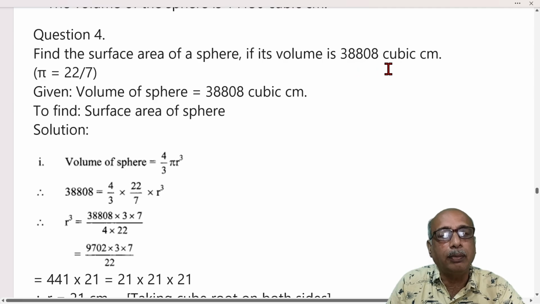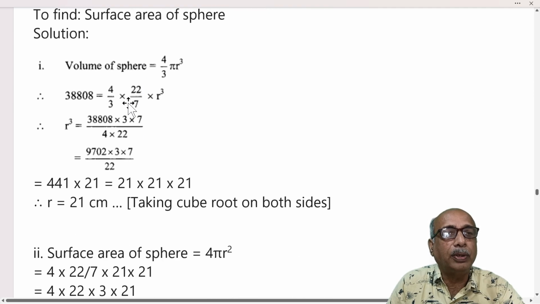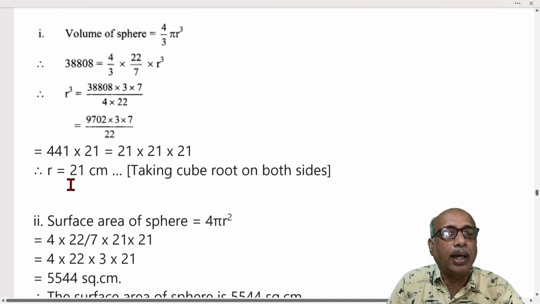38,808 cubic centimeter. Pi equals 22 by 7. So, volume of sphere equals 38,808 cubic centimeter. Find surface area of sphere. Volume of sphere equals 4 by 3 pi r cube. Simplify it. R cube equals 38,808 into 3 into 7, cross multiply, upon 4 into 28. When you simplify this, you will get r equals 21 centimeter.